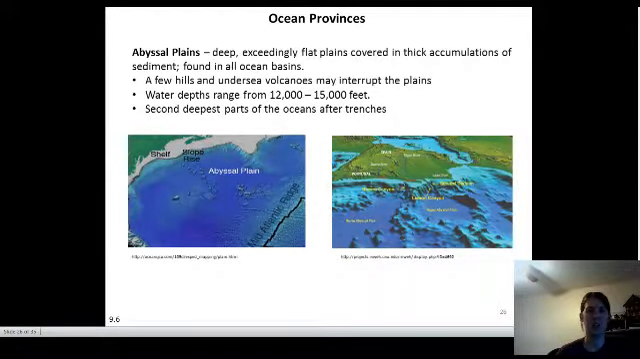And I mentioned the abyssal plains. These are deep, very flat plains that are covered in thick accumulations of sediment, and they are found in every ocean basin. They have a few hills and some undersea volcanoes, but they are fairly uniform. Here the water depth ranges from 12,000 to 15,000 feet, and these are the second deepest parts of the ocean.